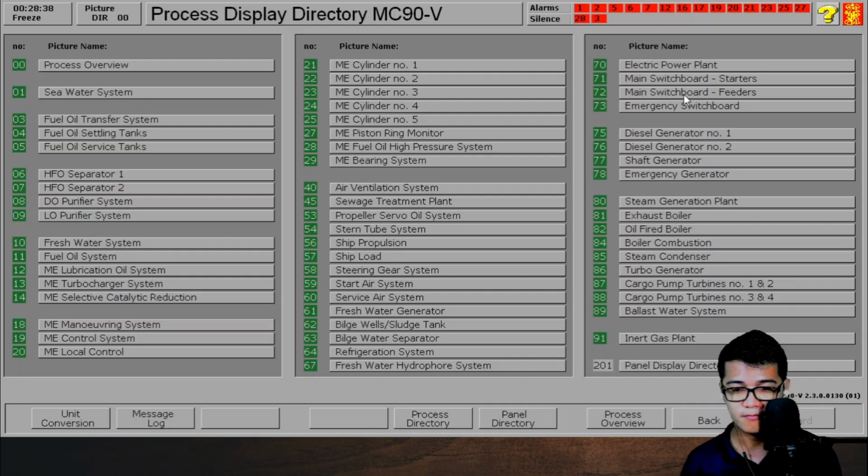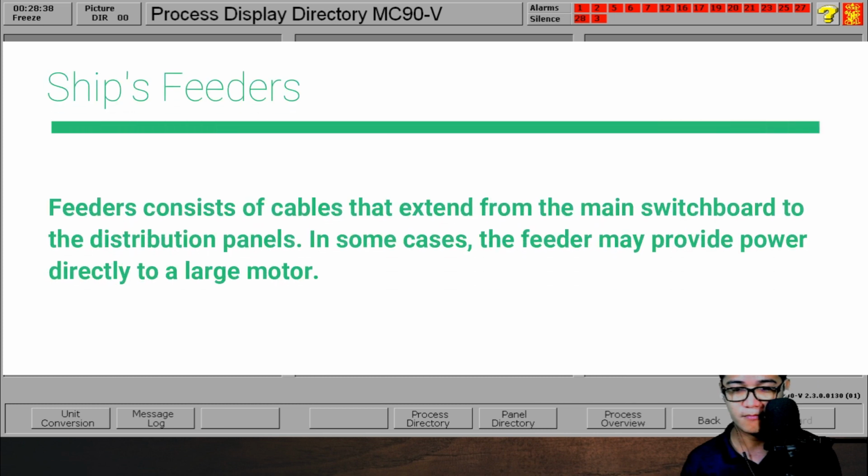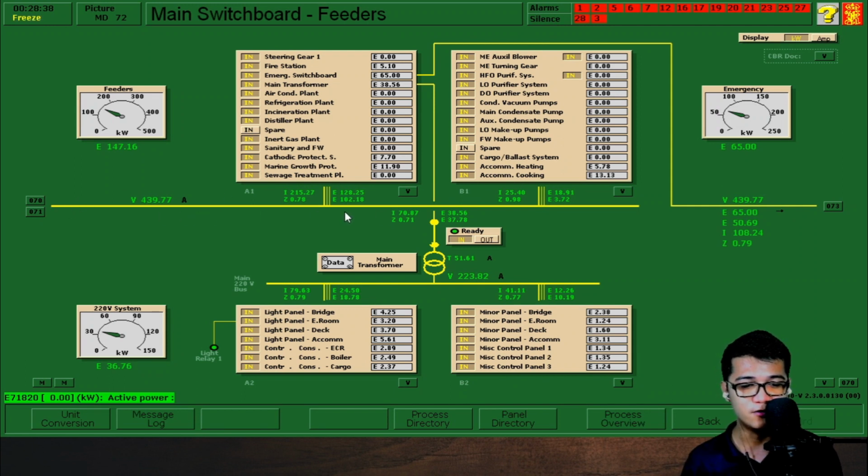For the feeders, we again have a line here. So what is this bus over here? Let's see. It says here that it is still the bus bar 1, the main bus bar 1. This is where our feeders get their supply: our steering gear 1, fire station, emergency switchboard, transformer, and all of these machineries actually take their power from our main bus bar 1.